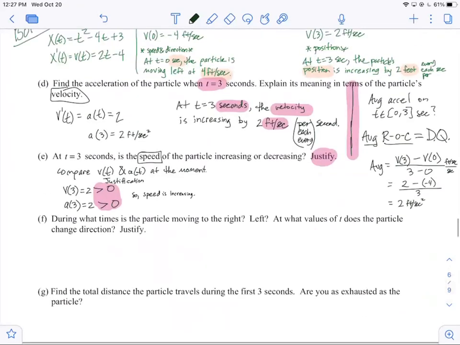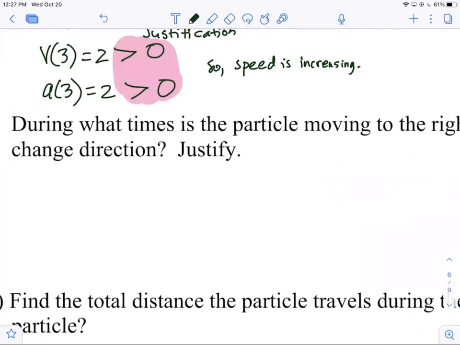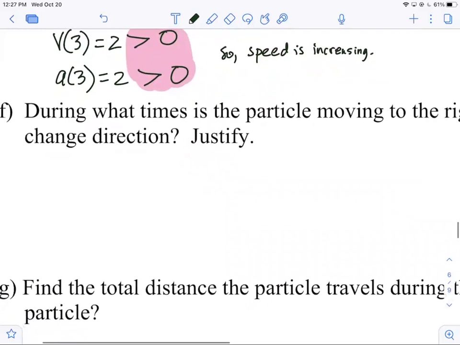Okay. Letter F. During what times is the particle moving to the right? During what times is it moving to the left? And when does it change direction? Okay. So in order to answer this question, we need to do what? Ask the particle? Or what do we need to look at to make this assertion, this judgment? The sign of what? When is it moving to the right? When is it moving to the left?